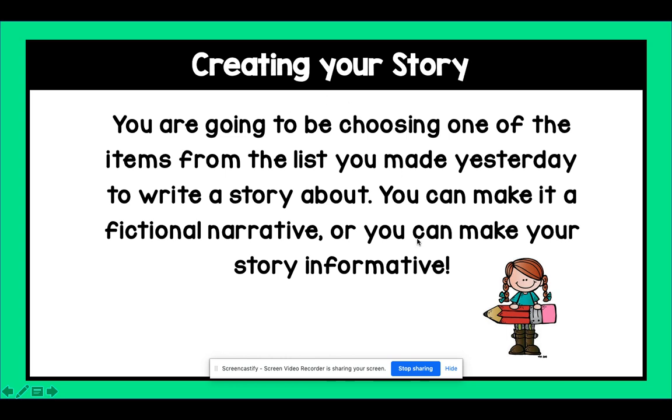Today, we're going to be choosing one of the items from our list that we made yesterday to write a story about today. Yesterday, we made a list of 5 items that we see in the springtime. Today, you're going to choose one of those 5 things and write a story about it. You can choose to make your story fictional, so not real. It can be a narrative, or you can make your story informative. An informative story is where we write facts.